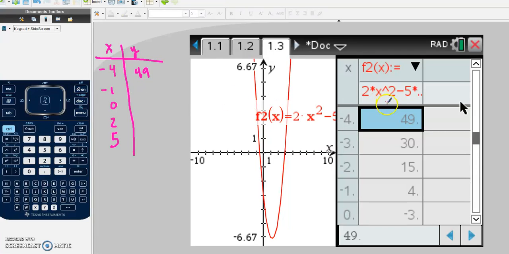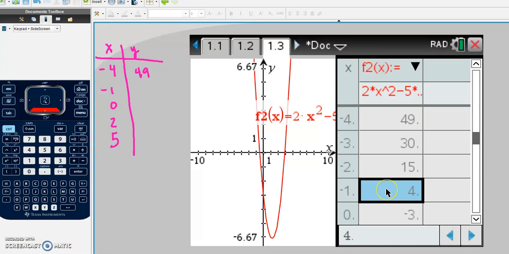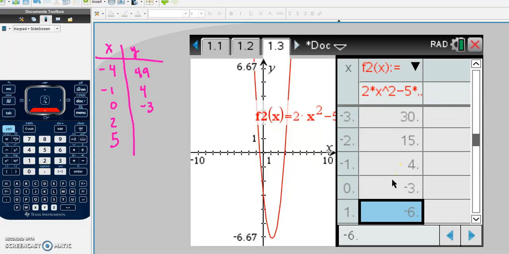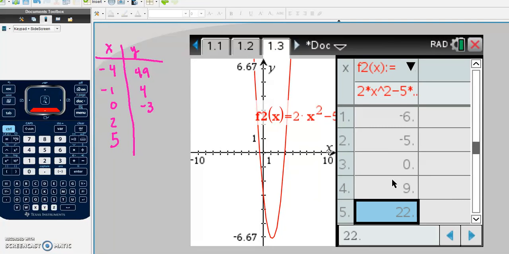Okay. And negative 1 is right here at positive 4. And 0 is right there at negative 3. Okay, let me keep going. We need 2 and 5. So let me get both of them up here. Here we go. 2 is right here at negative 5. And then 5 is right here at 22.